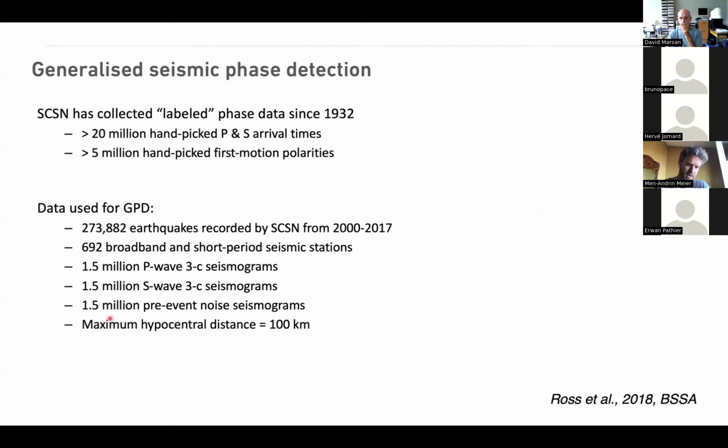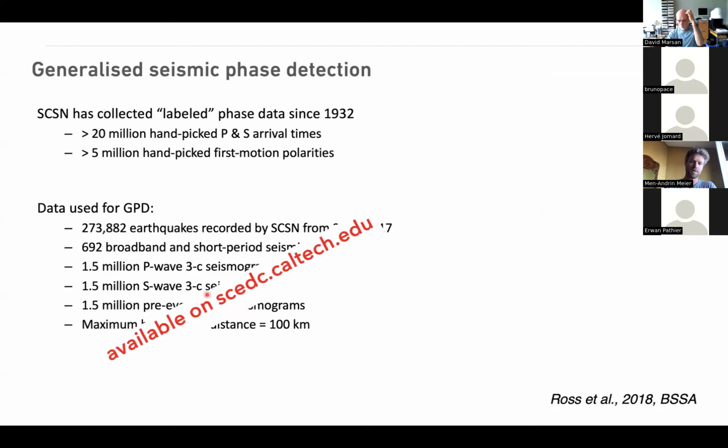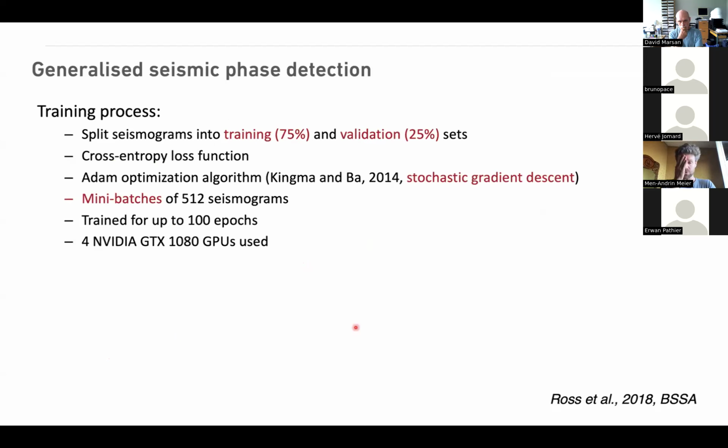So in this case, for P waves, for S waves, and for noise, we've taken 1.5 million 3-component seismograms each. And this is a data set, by the way, that is available on the Southern California Earthquake Data Center webpage, readily available to train machine learning models. And then we train this on a graphics processing unit.